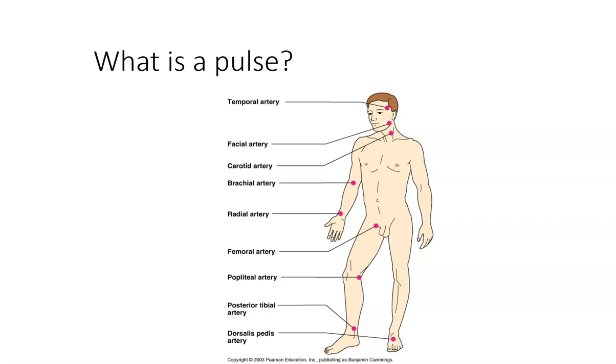They will use pulses like dorsalis pedis. If someone has an ankle dislocation, they will try to take a pulse, the dorsalis pedis artery. If they're not feeling one, that means that blood flow is not going to that area, and they know they have a pretty serious situation.